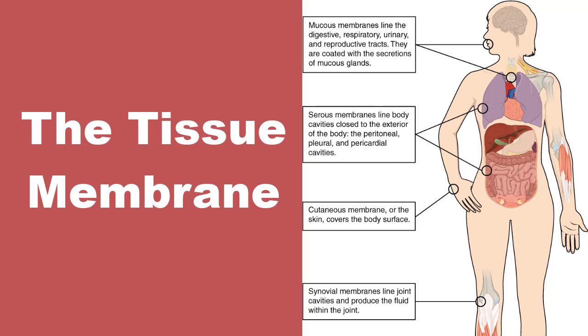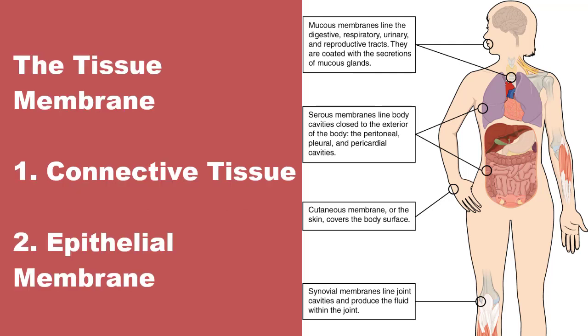There are two basic types of tissue membranes. One is the connective tissue membrane, and the other one is the epithelial membrane. So may I discuss the first type of tissue membrane, which is the connective tissue membrane. The connective tissue membrane is formed solely from connective tissue, and these membranes encapsulate organs such as the kidneys and line our movable joints.